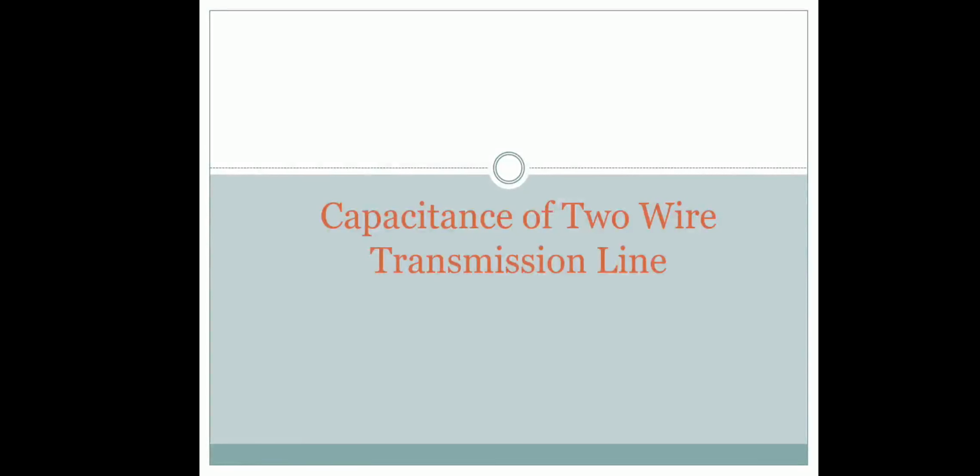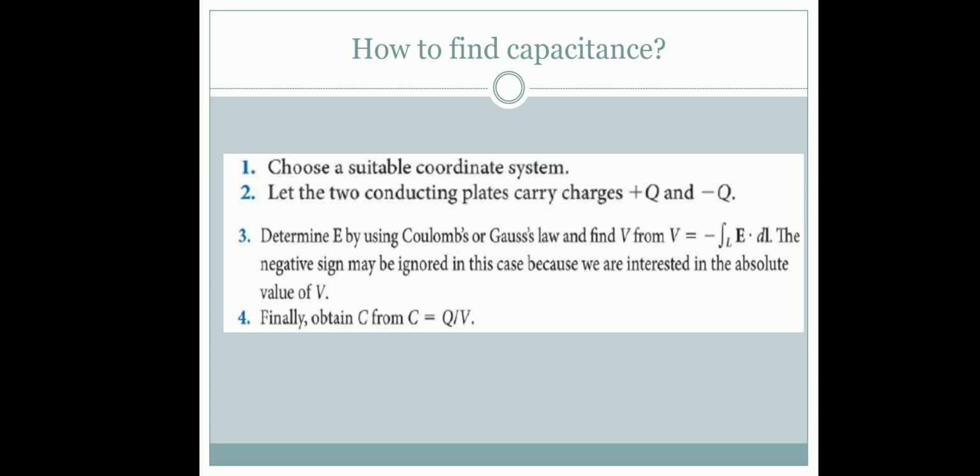Hi all. In this class we are going to find the capacitance of two-wire transmission line. In previous class we studied the capacitance of coaxial cable. So first we can understand how we can find the capacitance of any geometry. To find the capacitance of any geometry, first we need to assign a suitable coordinate system.